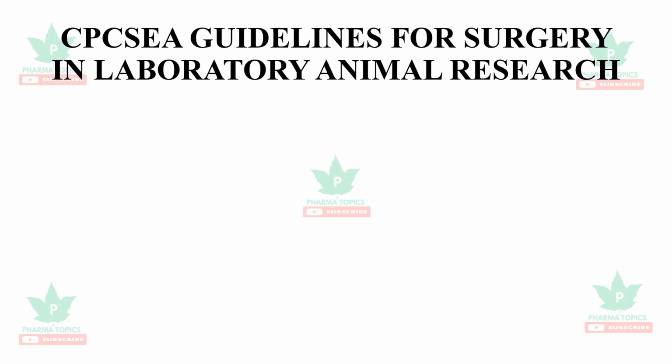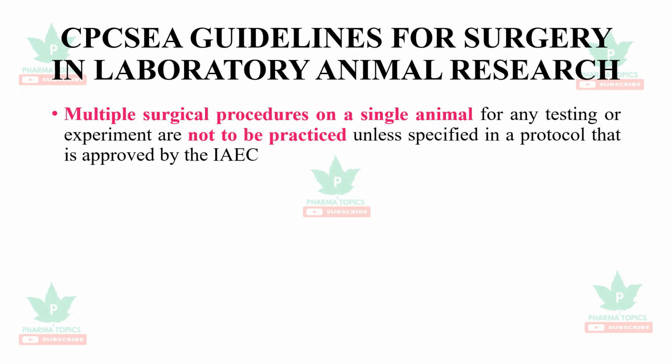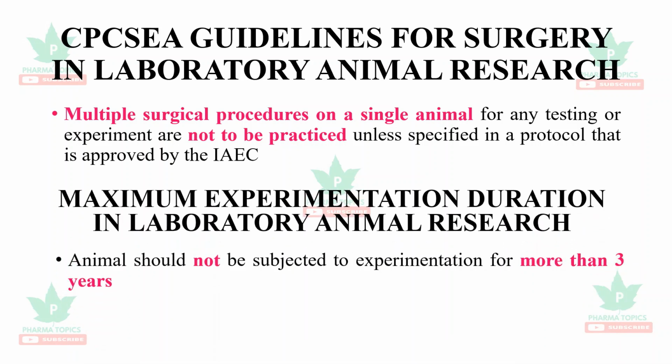CPCSEA guidelines for surgery in laboratory animal research. Multiple surgical procedures on a single animal for any testing or experiment are not to be practiced unless specified in the protocol that is approved by the IAEC. Maximum experimentation duration in laboratory animal research: animals should not be subjected to experimentation for more than 3 years as per CPCSEA guidelines.